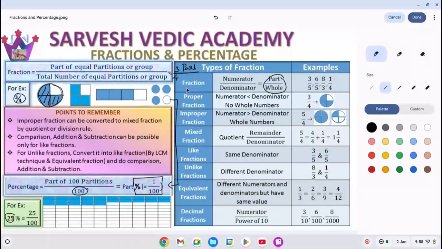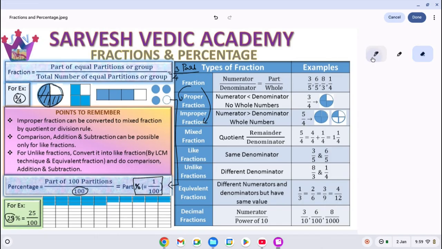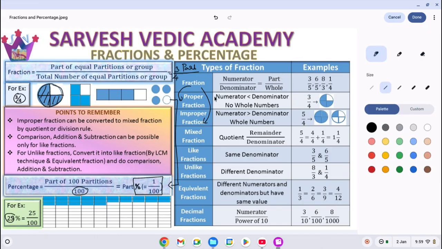So now we are going to discuss what are all the types of fractions we have. Primarily, the fractions are divided into 2 types, which are proper and improper fraction. How can you easily identify proper and improper fraction? If the numerator is less than the denominator, where numerator means the portion above this line, we can say that it is a proper fraction. If the numerator is greater than the denominator, we say it is an improper fraction.